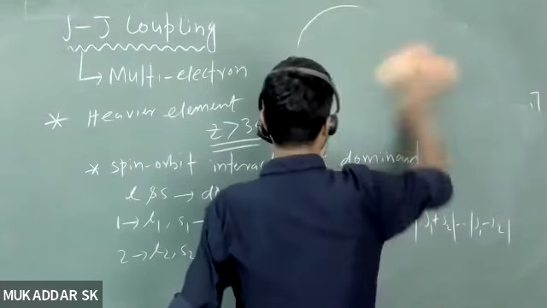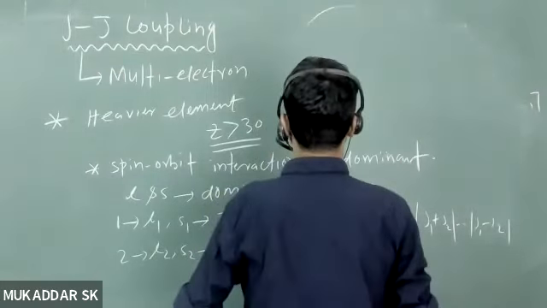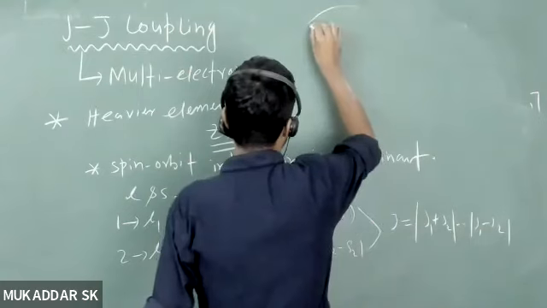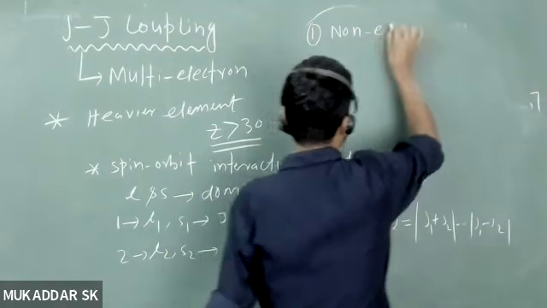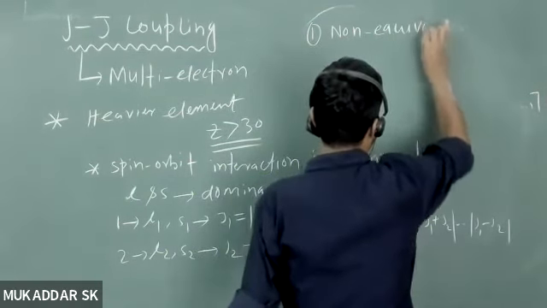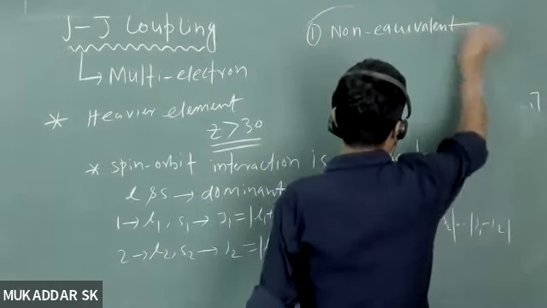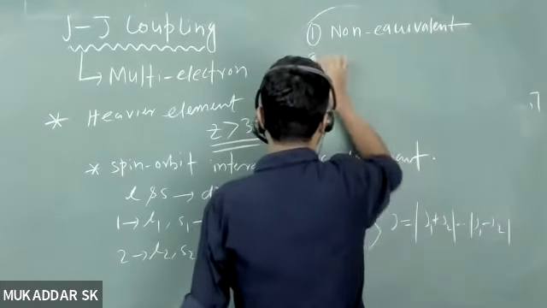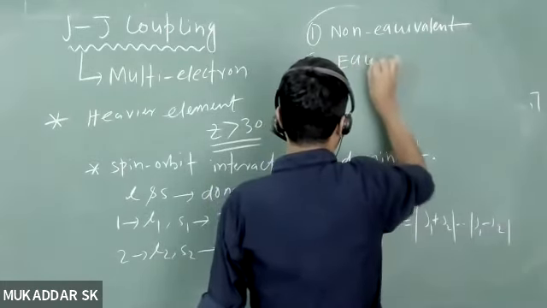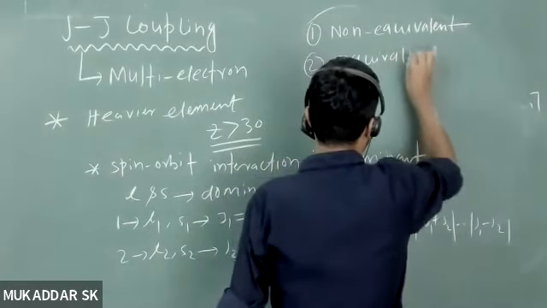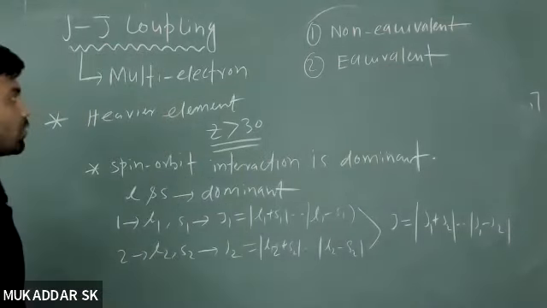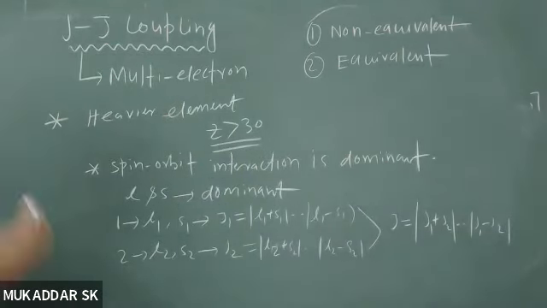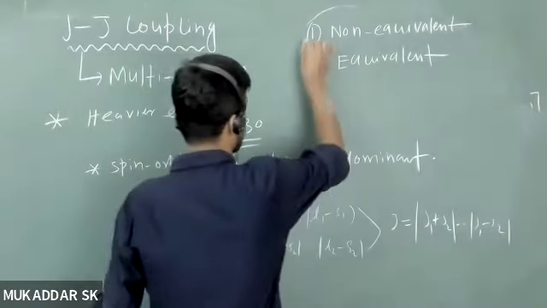So there are two cases. The electrons can be non-equivalent, and the electrons can be equivalent. Okay, so I'll discuss them one by one. Let me take first the non-equivalent electrons. I'll discuss this part first.